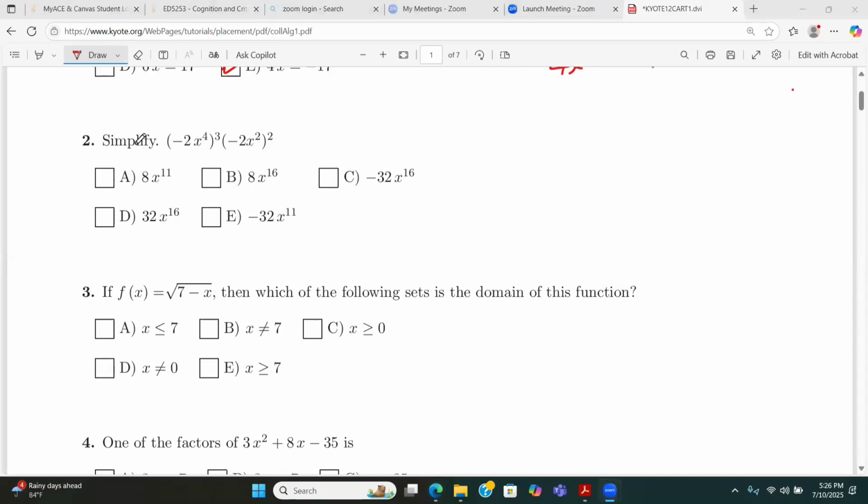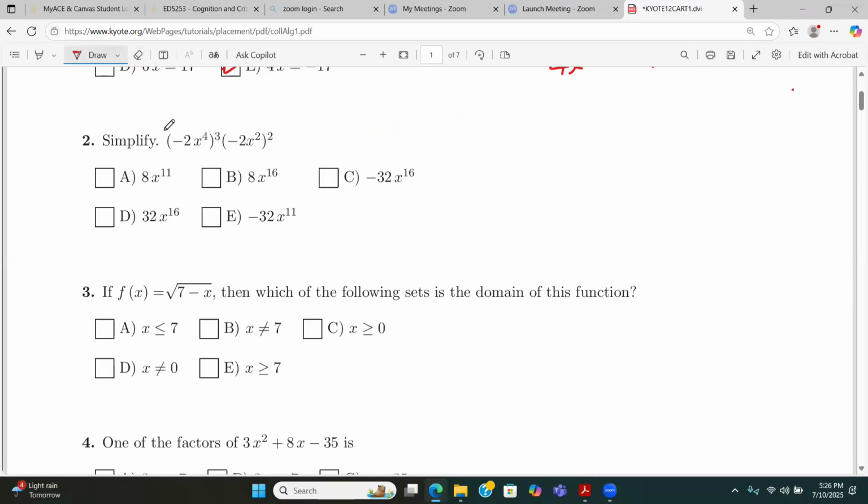The second question says, simplify (-2x^4)^3 multiplied by (-2x^2)^2. Basically, we're going to handle what's inside the parentheses first. Remember that when a power is raised to a power, we multiply the powers. For example, if I have a^n and this is raised to the b, then what we really have is a^(nb). So whenever a power is raised to a power, we multiply powers. We're going to have to take great consideration for that.